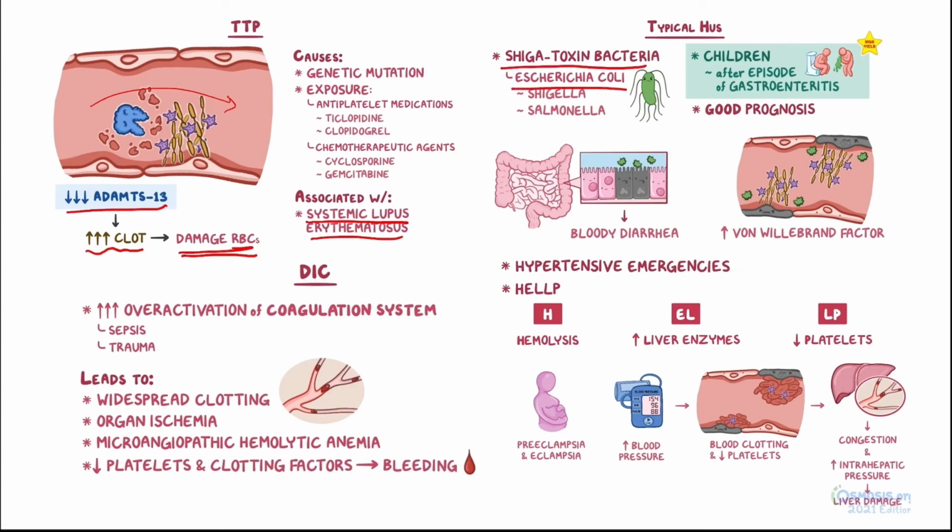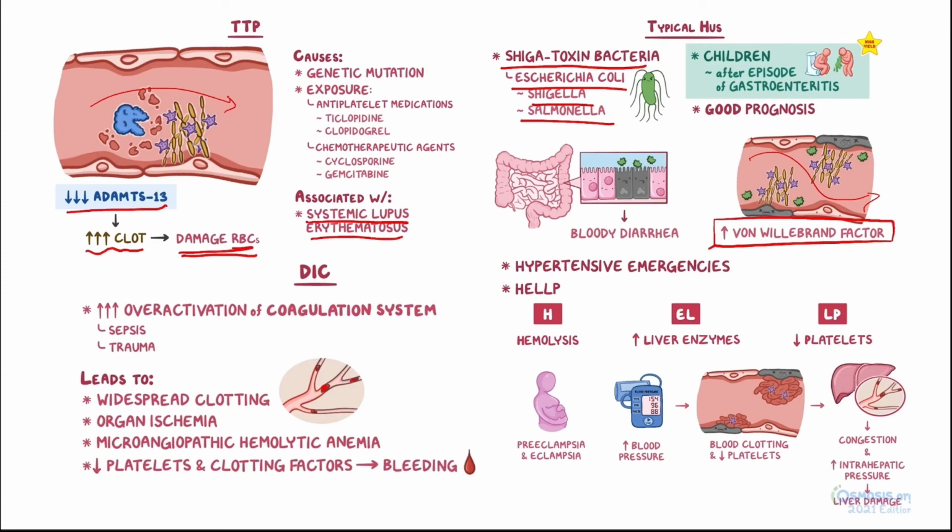On the other hand, you have HUS, or hemolytic uremic syndrome, which can be associated with the Shiga toxin coming from E. coli, Shigella, or Salmonella. And what basically happens is there's an increase in von Willebrand factor, which would increase the formation of clots. And as you know, clots will cause lysis of RBCs. DIC is disseminated intravascular coagulation, which is basically just overactivation of the coagulation system. So there is increased amount of clot formation and increased bleeding. So if there's clotting, there's going to be lysing of the RBCs peripherally.